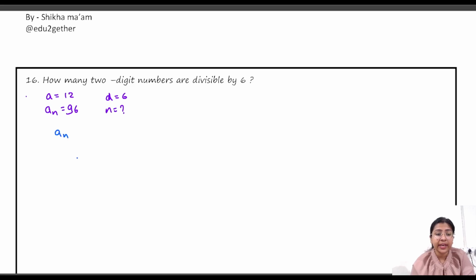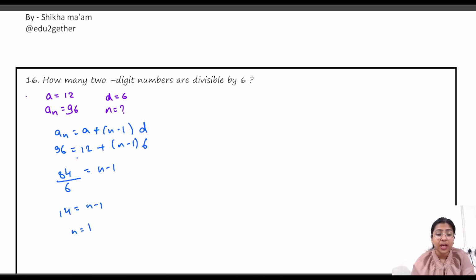So you will write an is equals to a plus n minus 1 into d. The value of an is 96, the value of a is 12, plus n minus 1 into 6. If you simplify it, 84 is divided by 6, and minus 1. You will get how much? 14 is equals to n minus 1. The value of n is 15. It means there are 15 natural numbers which are of 2 digits and divisible by 6. This is the required answer. There are 15 two-digit numbers which are divisible by 6.